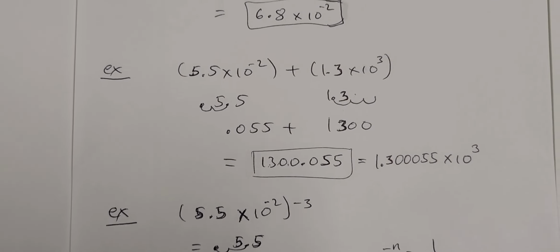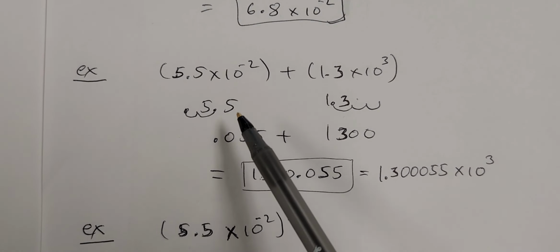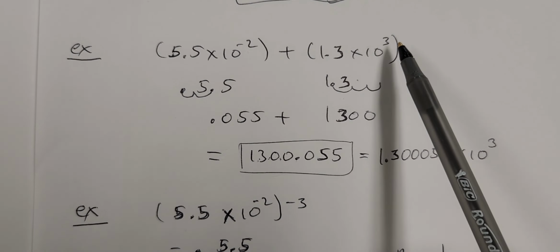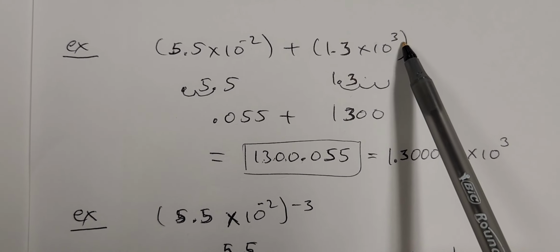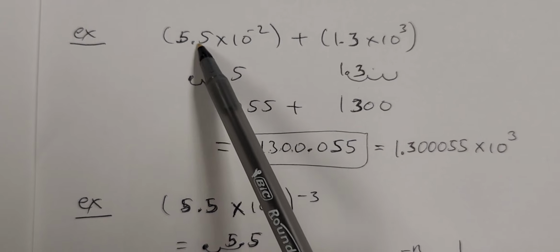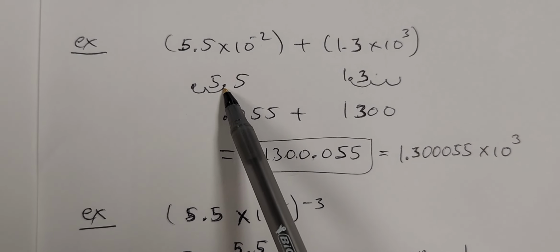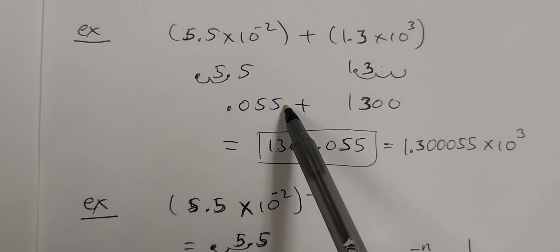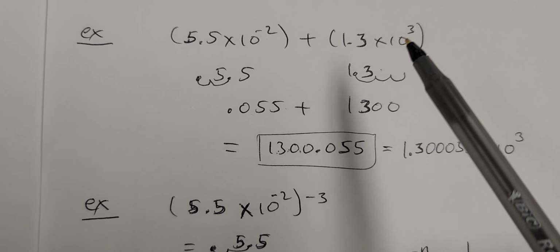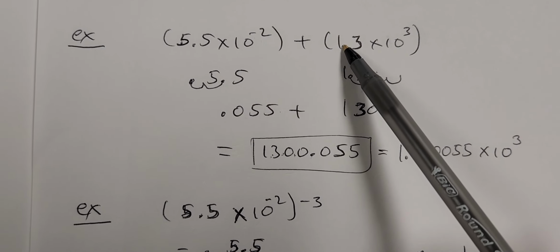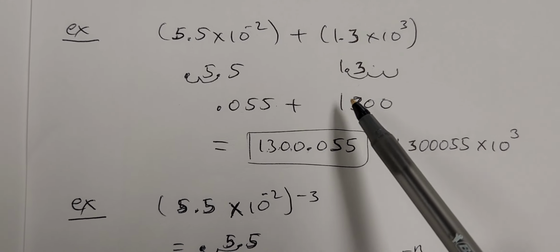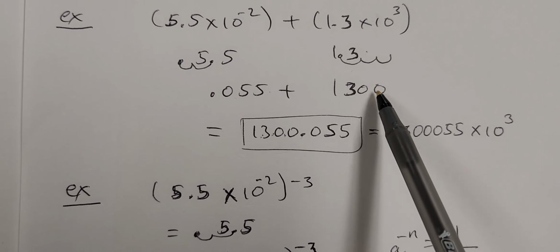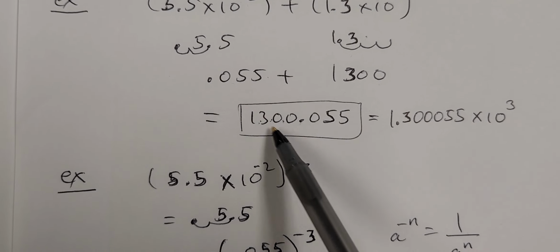Next example on adding scientific notations. As you can see, the first numbers are different. The powers are also different. This is -2, this is 3. So first thing is to change this 5.5 into standard notation. So -2, move the decimal 2 to the left, which is 0.055. And this is +3, so move the decimal to the right, so 1, 2, 3 comes out to be 1300. And then that's just basic adding, so 1300 plus 0.055 comes out to be this.